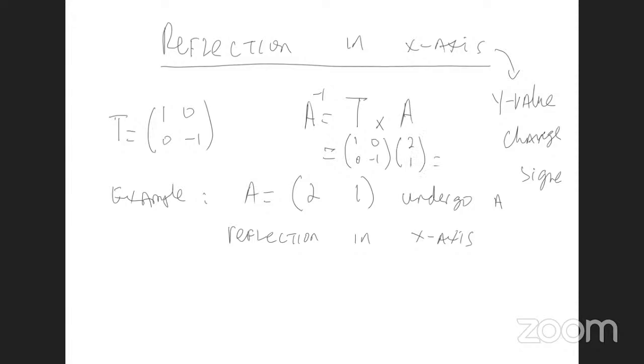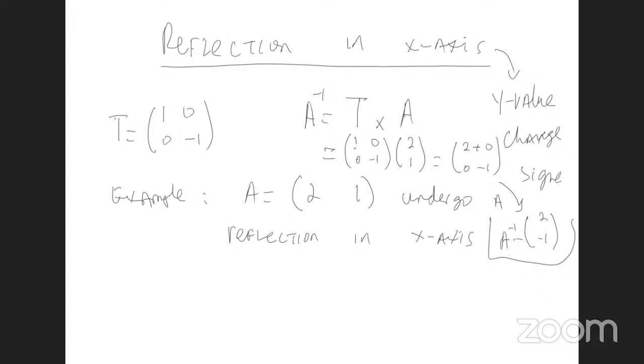And when you multiply, you'll end up with 1 by 2 is 2, 0 by 1 is 0, 0 by 2 is 0, minus 1 by 1 is minus 1. So you're going to end up with 2, minus 1. So the matrix A prime will be 2, minus 1. So this is your reflection. Is that correct? The x value stays the same, which is 2, and the y value changes sign. Right, Ravi? Is that correct there? Sure?